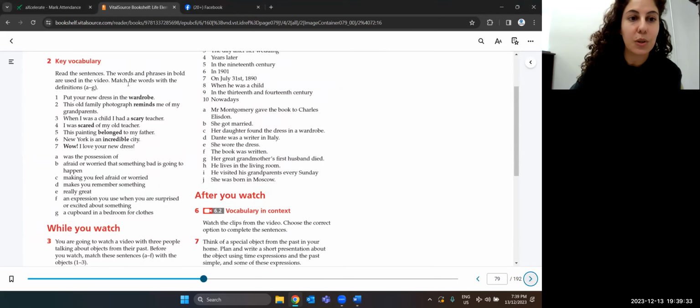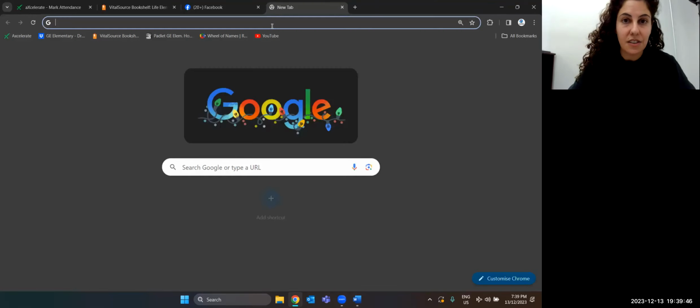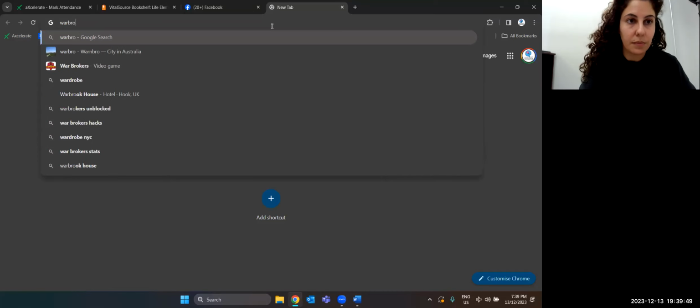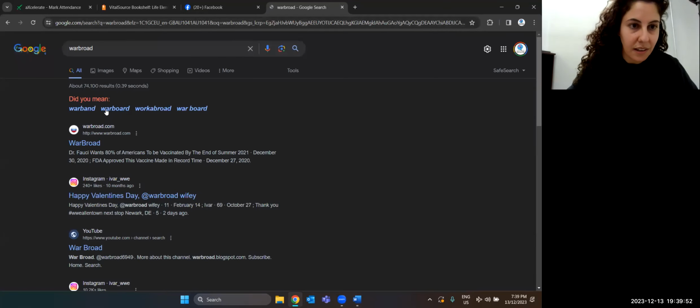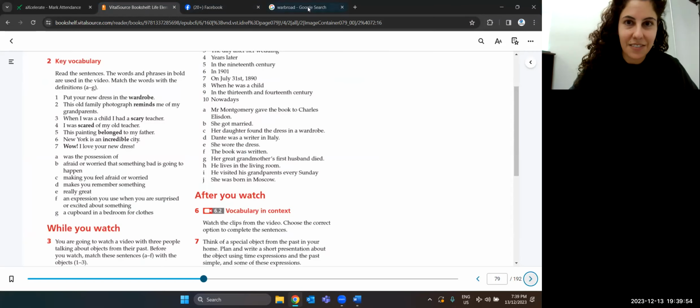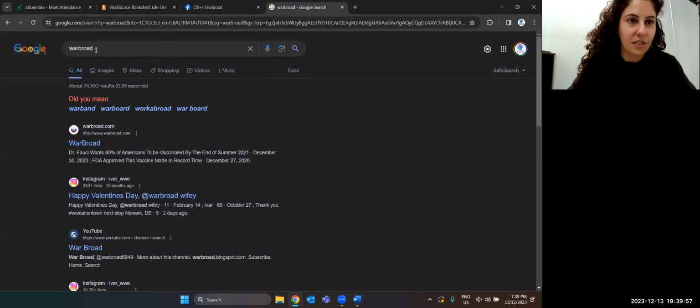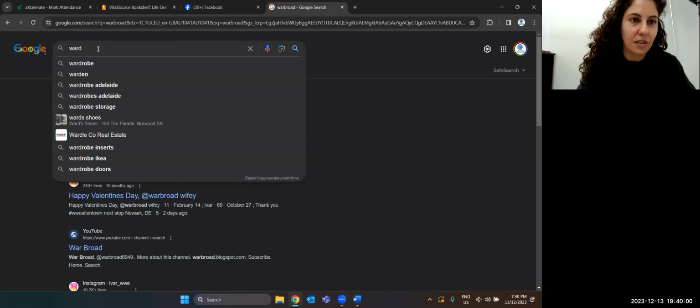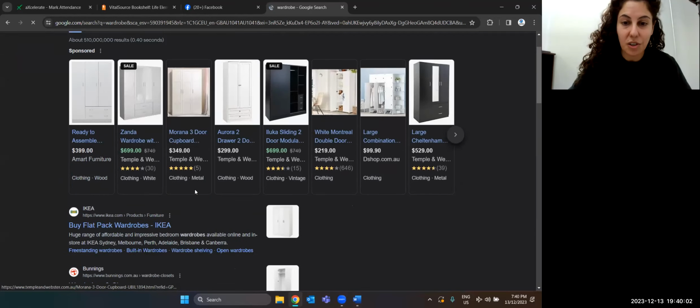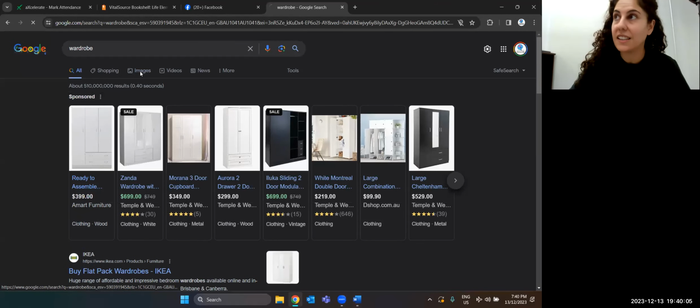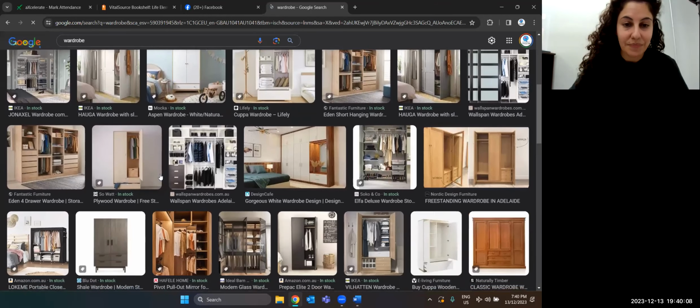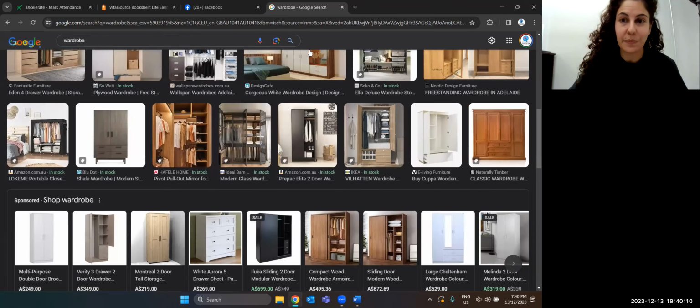Okay, let's read some of these sentences and look at some vocab. So we have: put your new dress in the wardrobe. What does wardrobe mean? Yeah, a wardrobe is a cupboard in a bedroom for clothes. So this is a wardrobe. I think I misspelt it. Wardrobe. So this is a wardrobe. It's a cupboard where you put your clothes in, your stuff in. Yeah, in your bedroom, a wardrobe.